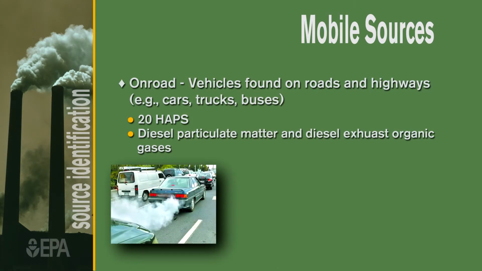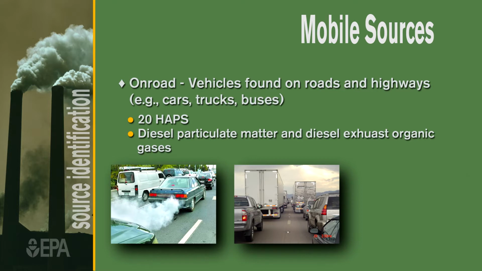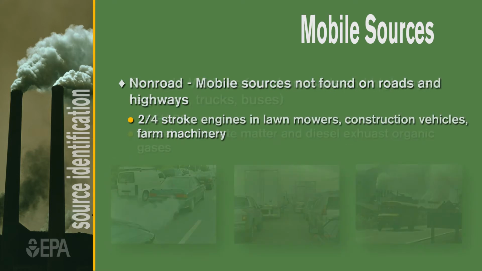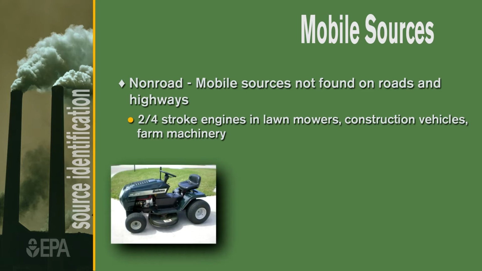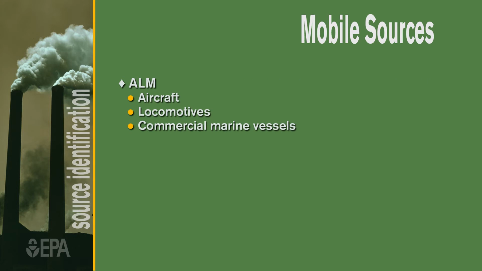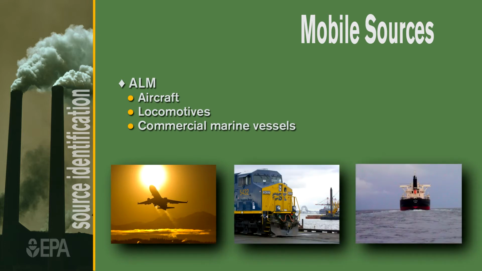For mobile sources, as we've said, we have on-road sources, so these would be your vehicles that are found on highways, cars, trucks, buses, motorcycles. And we have non-road equipment. Non-road equipment are sources that are not found on roads and highways. These include things such as 2- and 4-stroke engines in our lawn mowers. They include construction vehicles. They include forklifts. They include farm machinery. And then we have another source of non-road vehicles called ALM, which is aircraft, locomotive, and commercial marine vessels. The reason I have split non-road and ALM sources is that we inventory them differently.